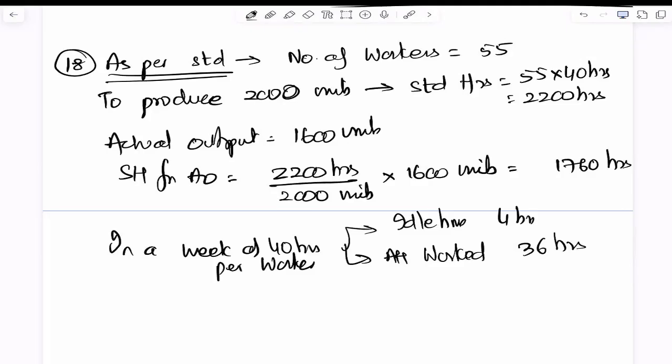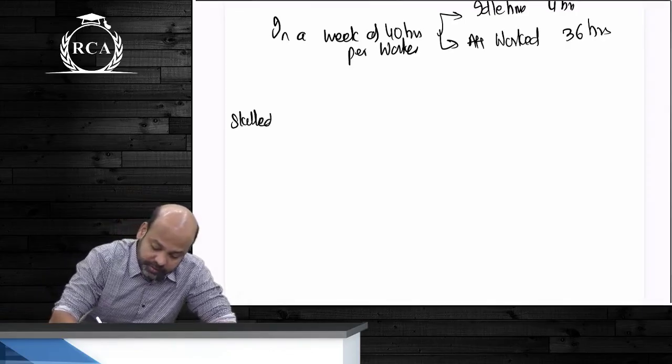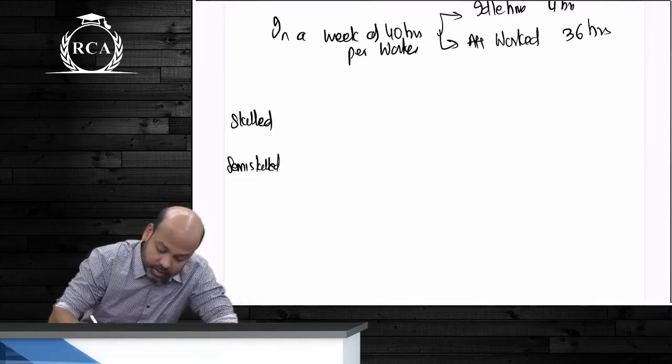Why are you subtracting from it? 4 hours were lost, meaning per worker 4 hours, into 55, not all the workers put together.